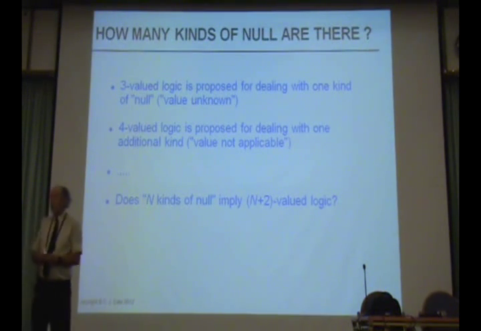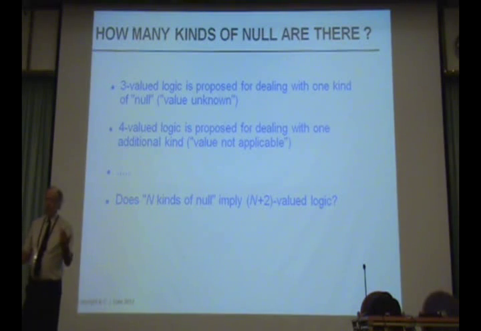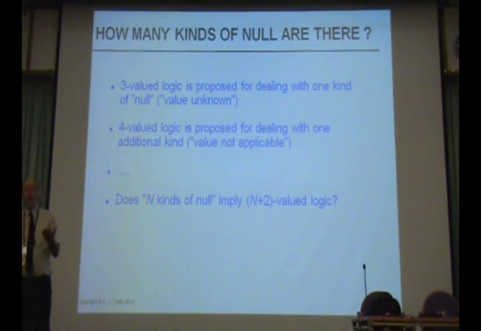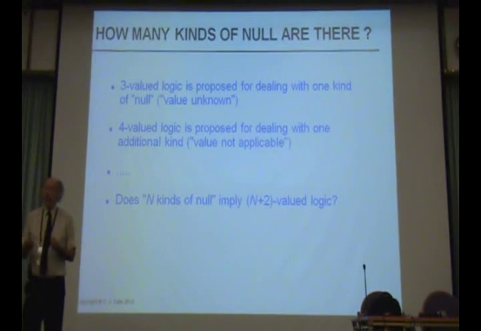Still on the question of how many kinds of null there are, I've kind of suggested that many valued logics are related to this topic somehow. Indeed, three valued logic is proposed as a basis for dealing with one kind of null, the value unknown kind of null. Actually, Ted Codd, who is kind of responsible for inventing nulls, I'm sorry to say, he proposed not three but four valued logic for dealing with two kinds of null, value unknown and value does not apply. This kind of suggests n kinds of null means n plus two valued logic. Well, three valued logic is bad. Four is worse. Five is worse again. And on and on and on. Do we really want to go down this path? I don't think so.